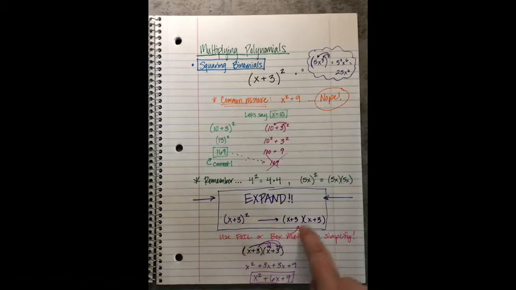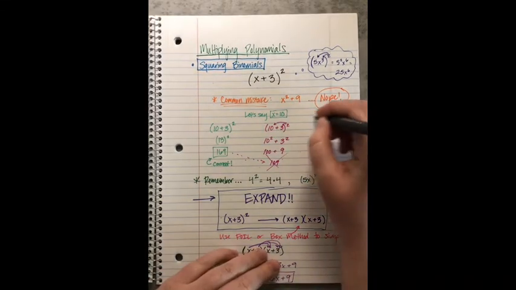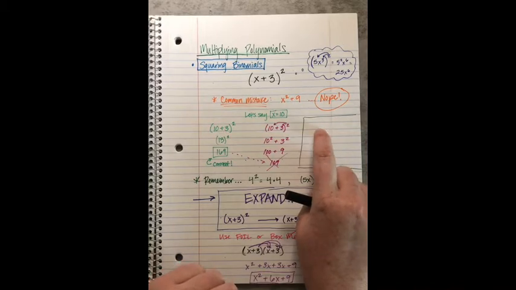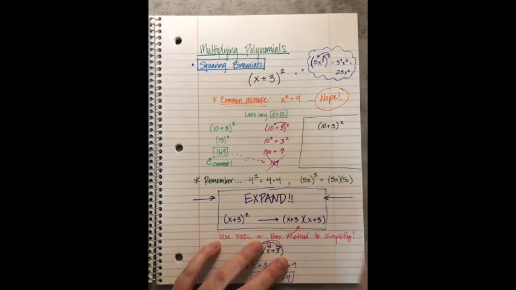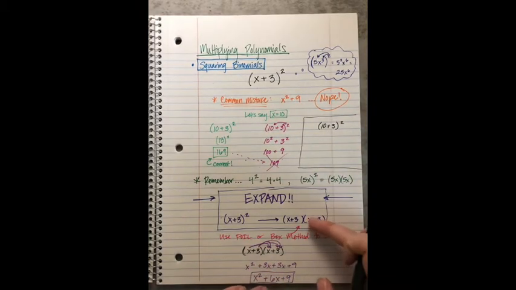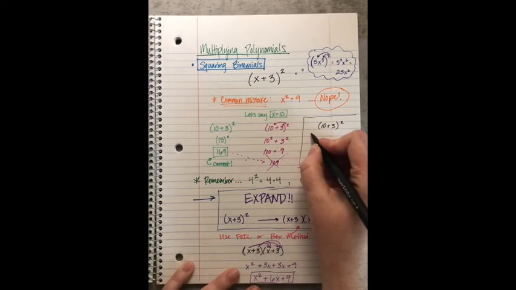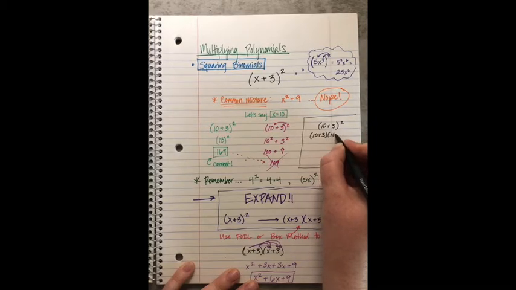Okay? Now, I want to prove to you that we can do this. I want to prove that it's okay to expand it out and use FOIL. So let's go back to this right here. I'm just going to put this off to the side. Let's still pretend that x equals 10. So let's write it again. Now, using what I just told you, which was to expand it out, this would be the same as 10 plus 3 times 10 plus 3.